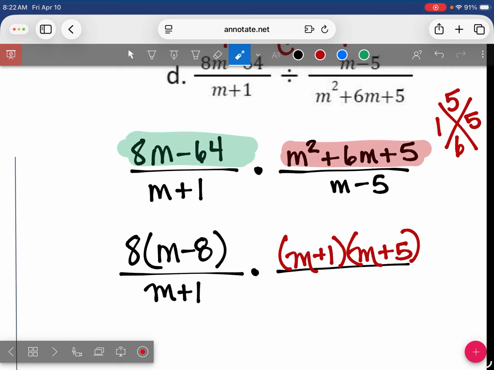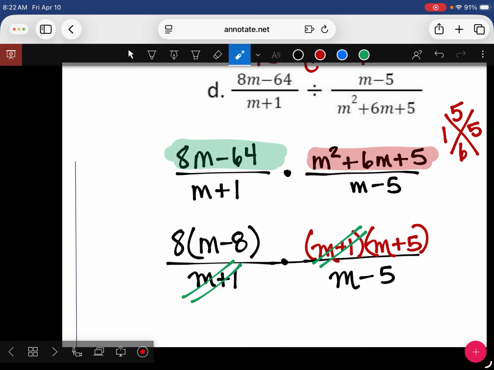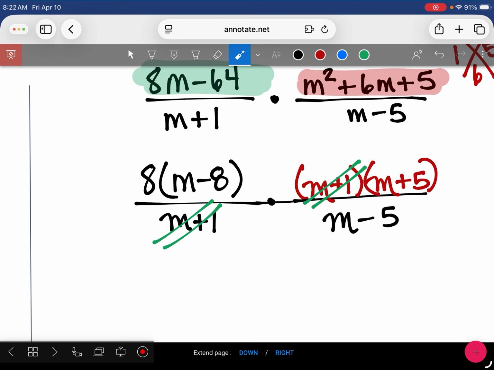No. All right, so now that we have it all factored down, I'm going to connect it and cancel out what we can cancel out. So the one thing I know I can cancel out is m plus 1. And I almost made a mistake first. Can I cancel these out? No. One is a plus and the other one is a minus. So that was the only thing we could cancel out, was just the m plus 1.